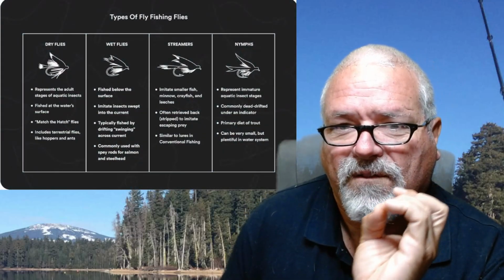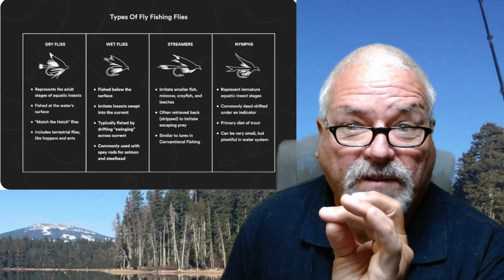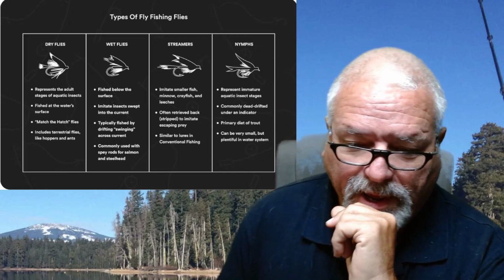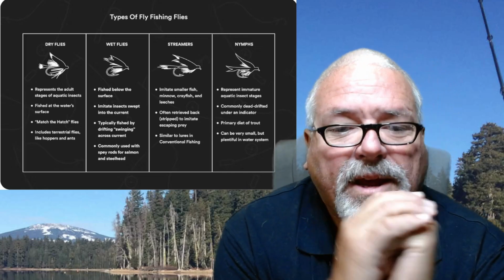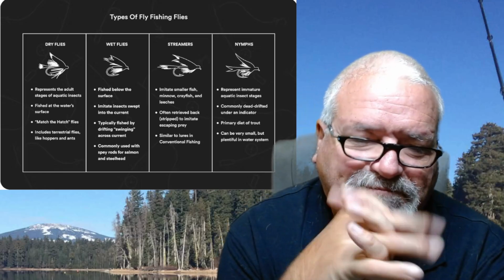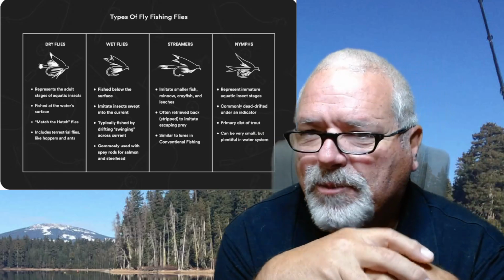So I found this graphic. It said don't distribute, so we're going to look at this, and it's going to be types of fly fishing flies. There's dry flies, wet flies, streamers, and nymphs. And this is interesting because it helps me understand a little bit about flies.